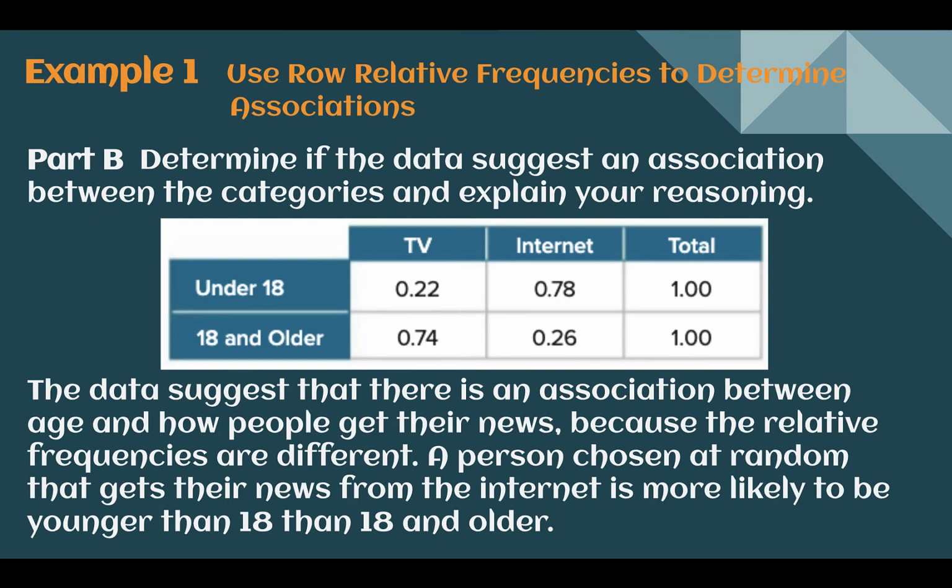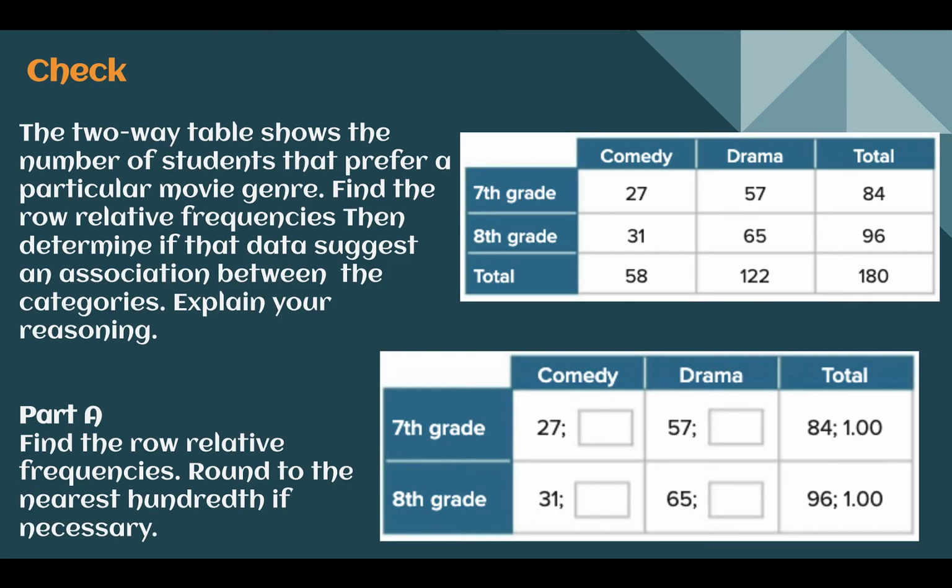Next, let's determine if there is an association. So we have our completed relative frequencies for the rows. The data suggests that there is an association between their age and their news source. If we were to choose a random person that gets their news from the internet, they're more likely to be under 18. Check your understanding, read through the situation, and use the table to answer both parts.